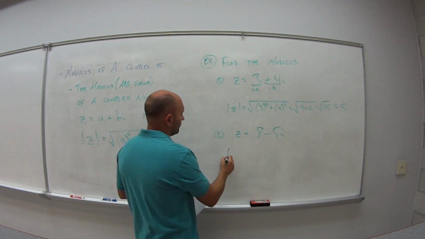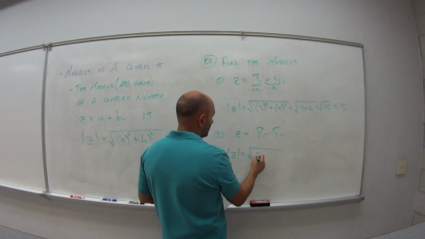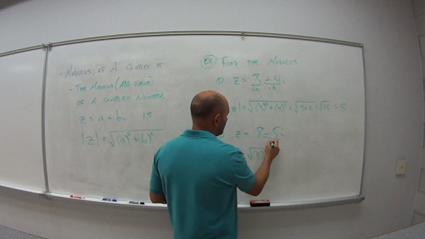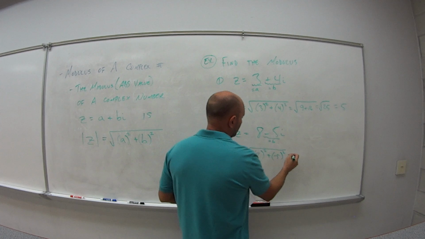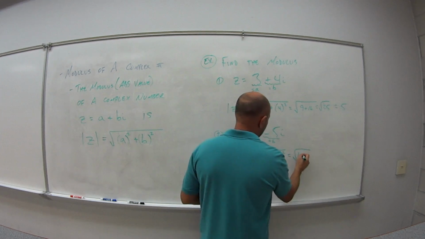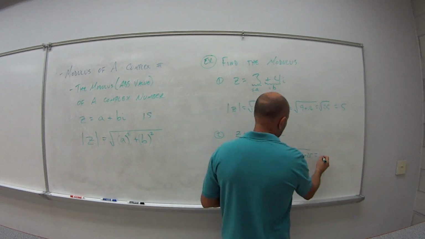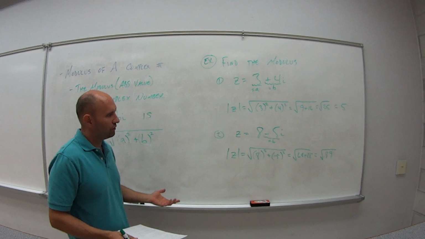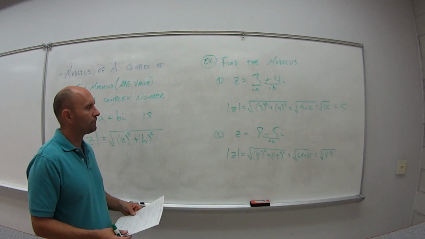Okay, so using the formula, the modulus of Z is the square root of 8 squared plus, and here our B is negative 5, squared. So that gives us the square root of 64 plus 25, which is the square root of 89. It can't be reduced, so that's it. We just stop at the square root of 89.